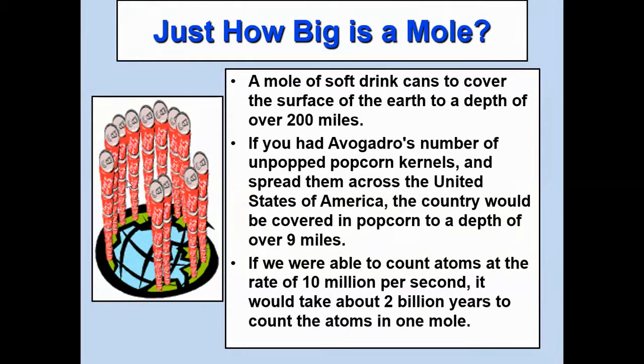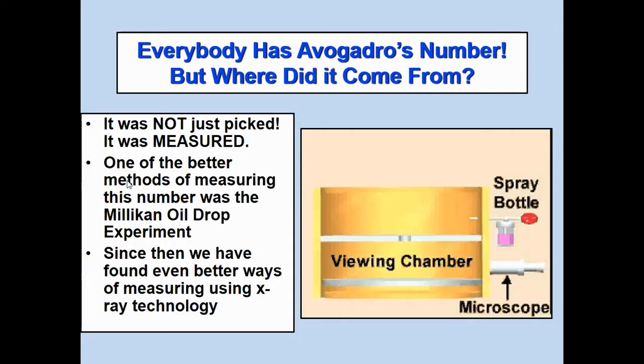If you were able to count atoms at a rate of 10 million per second, so you're counting by 10 millions, it would take you 10 billion years to count all the atoms in one mole. It's a huge number. That means atoms are so small that when we talk about them, we need this huge number.